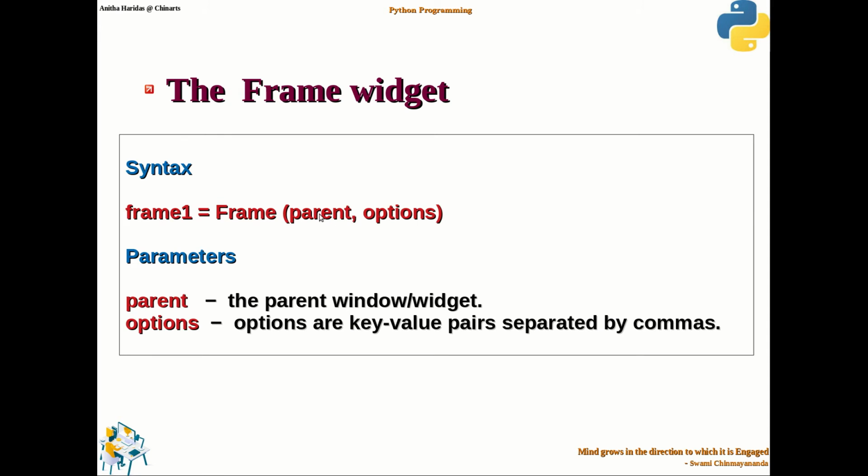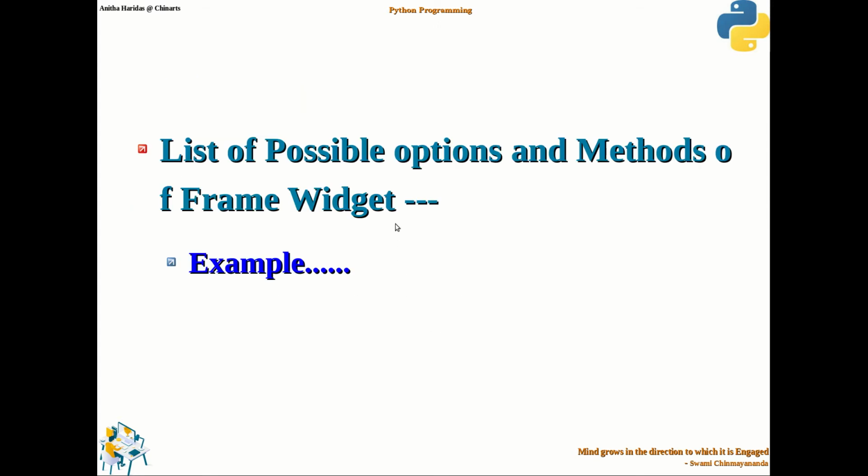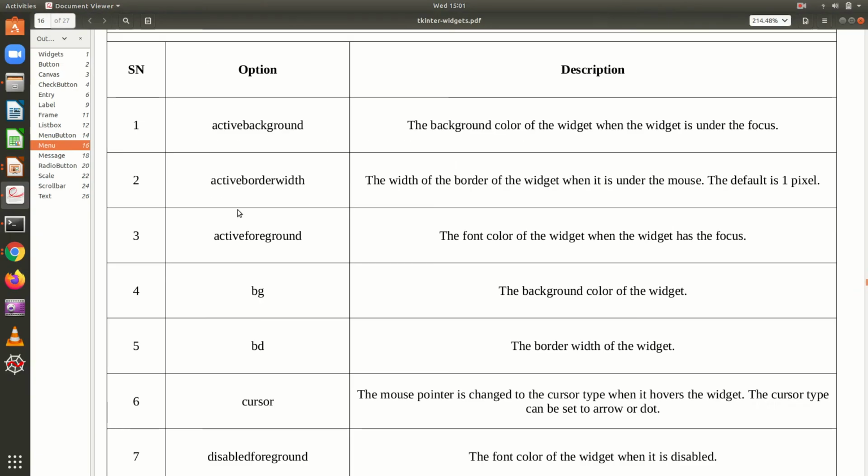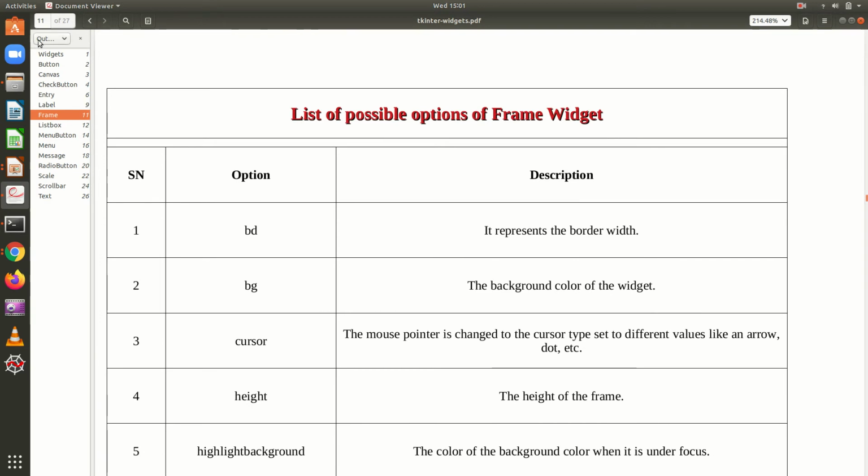As usual, we have the parent window or the widget as the first argument, followed by a list of possible options which will be specified as key value pairs, and each option will be separated by commas. And these are the possible options of the frame widget.